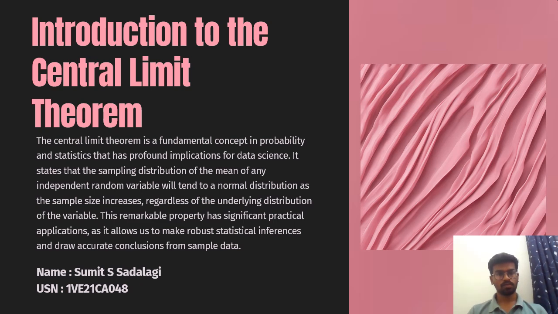Today's topic is Introduction to the Central Limit Theorem. The Central Limit Theorem is a fundamental concept in probability and statistics that has profound implications for data science. It states that the sampling distribution of the mean of any independent random variable will tend to a normal distribution as the sample size increases, regardless of the underlying distribution of the variables. This remarkable property has significant practical implications as it allows us to make robust statistical inferences and draw accurate conclusions from the sample data.